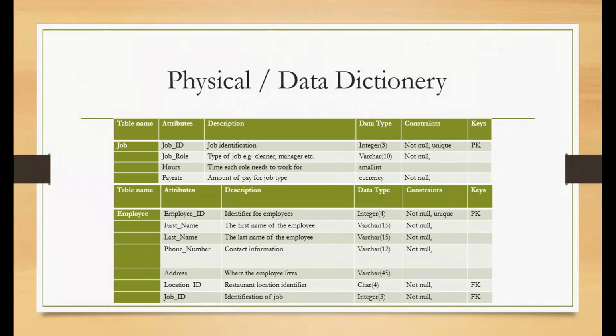Here we have the physical model, or the data dictionary as you would want to call it. We have the job table with the attributes, descriptions, data types, constraints, and the primary key as job ID. Here we have employee ID as an attribute, descriptions, data types, constraints, etc. And here we have employee ID as primary key, location ID and job ID as foreign keys.